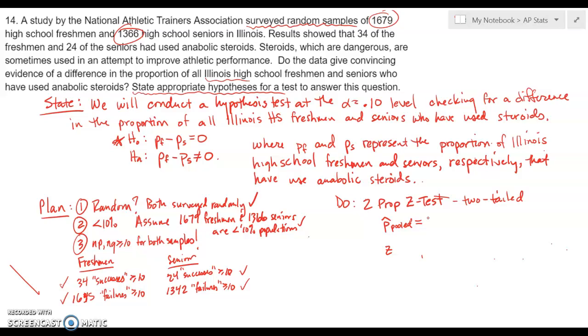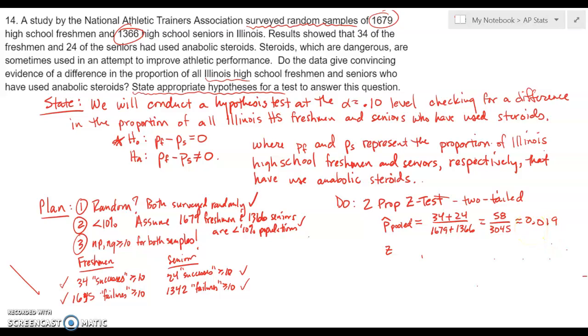It looks like this. So just real quick, we're going to take our number of successes in the first sample of freshmen, add that to our number of successes in the seniors to get a total number of successes. So we got 58 total successes. We take the sample size for the freshmen, the sample size for the seniors, combine them to form our denominator. So we get 3,045 when we combine the two samples for a total pooled proportion of 1.9% or 0.019.